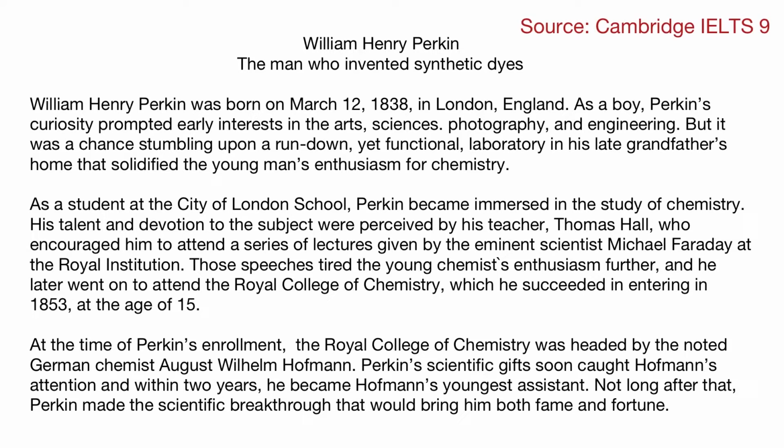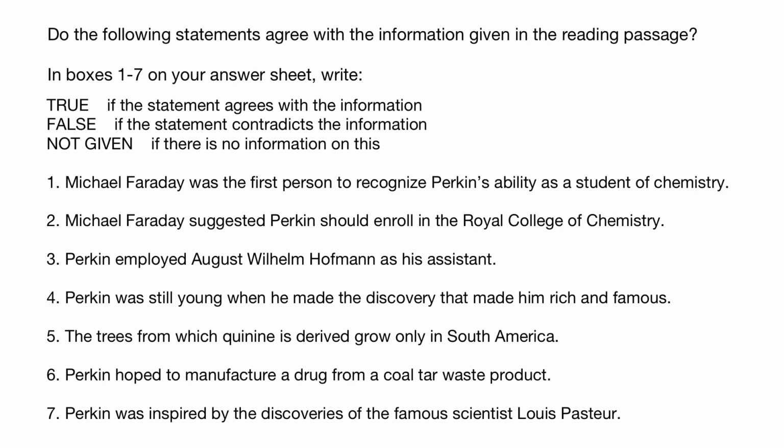For this, I'll quickly read the heading of my reading passage. That will tell me what the passage is about. Now this one here says, William Henry Perkin, the man who invented synthetic dyes. All right, so I know the text is about some person. And I do not start reading the passage now. I'll quickly go and read the 7 questions first. Take about 30 seconds to very quickly go over these questions.